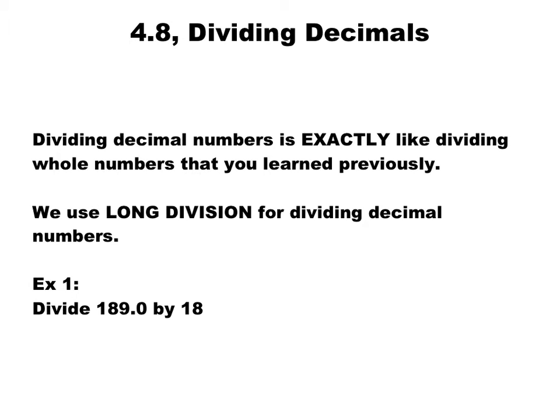189.0, which is a decimal number, by a whole number, which is 18. To divide 189.0 by 18, we put a decimal point right on top of where the decimal point appears in 189.0. Now we are going to say 18 is 2 digits. So we look at the first 2 digits, which is 18. So it's going to be 1.